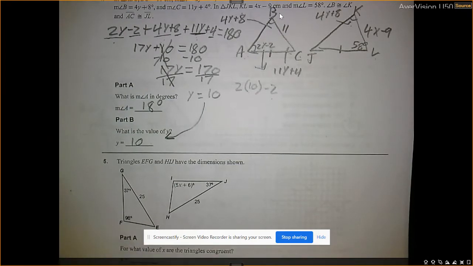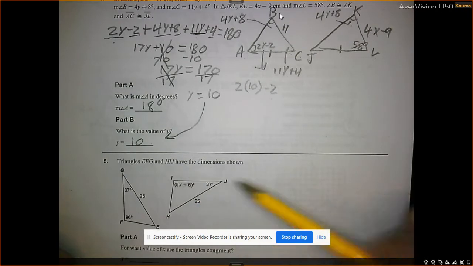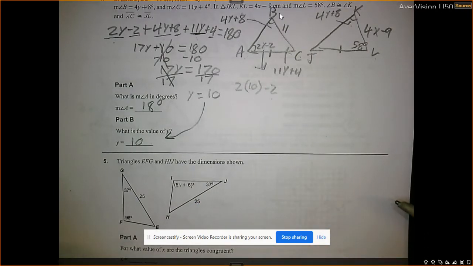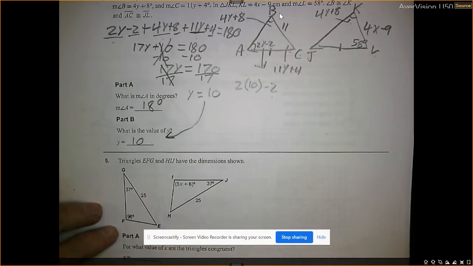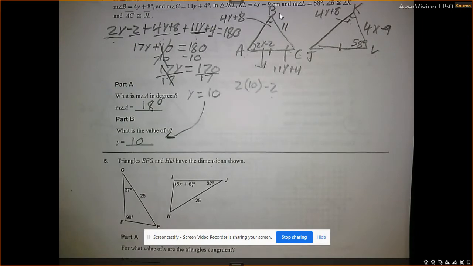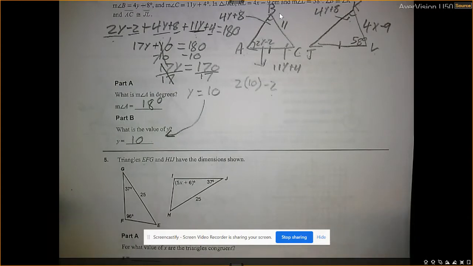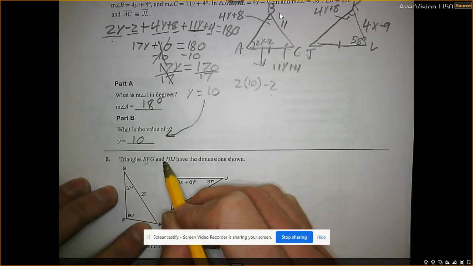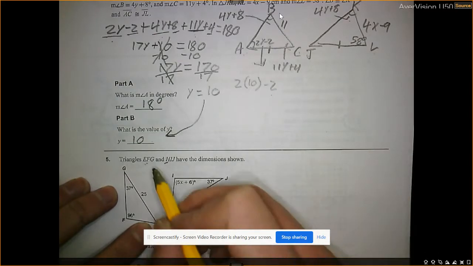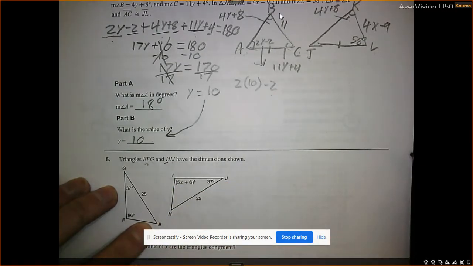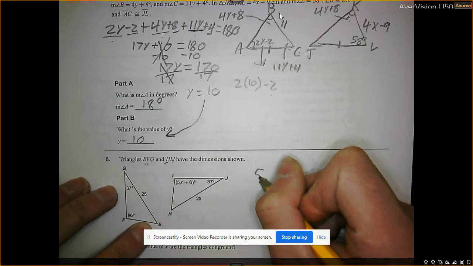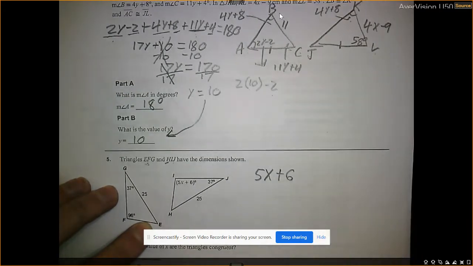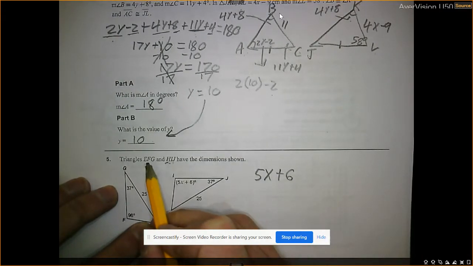Okay, moving on down. We have triangles EFG and HIJ. They have the dimensions shown. It's asking, for what value of x are the triangles congruent? Notice how they are listed. If they are going to be congruent, well then angle E has to be congruent to angle H. Angle F has to go with angle I. Well, here's angle I. That's what has our x, 5x plus 6. And I said that has to go with F, right?